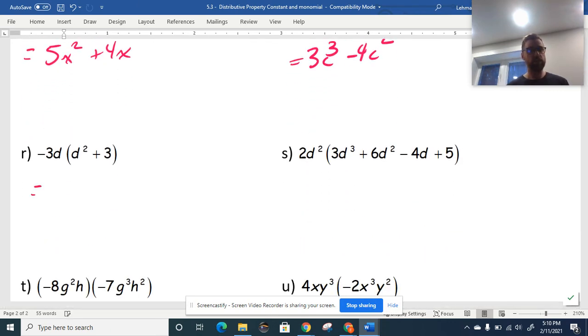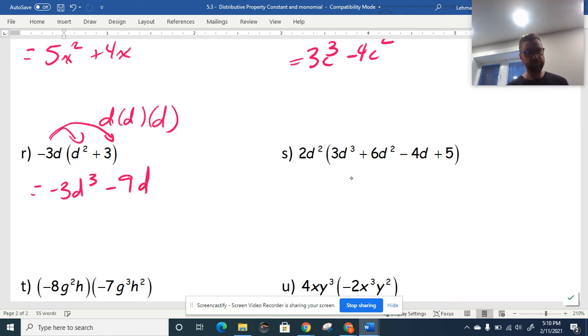Keep rolling. Negative 3d cubed, because we've got d and d times d. That would be like d times d times d. How many are there? There's 3. d to the exponent 3. The negative 3 doesn't change. And we also have to make sure that we go negative 3d times 3, which is negative 9d. You cannot combine these because they are not like terms. d to the exponent 3 is not the same as d.